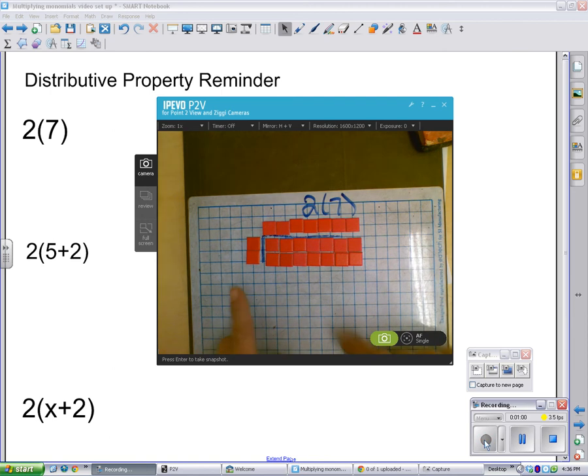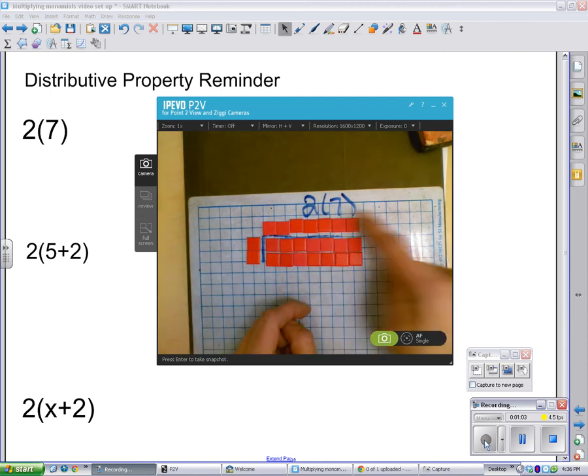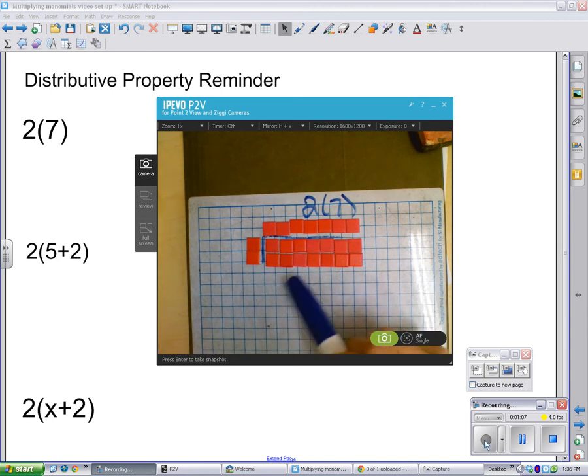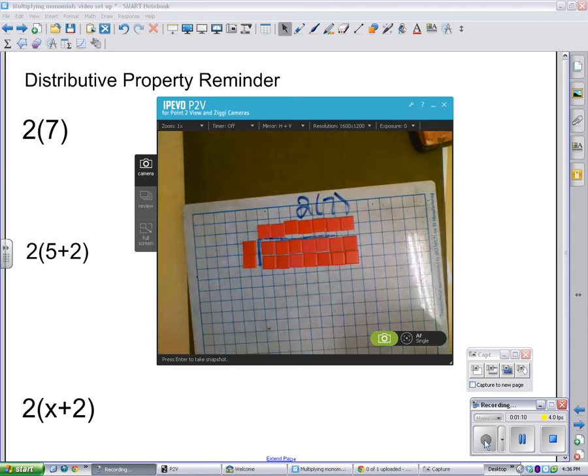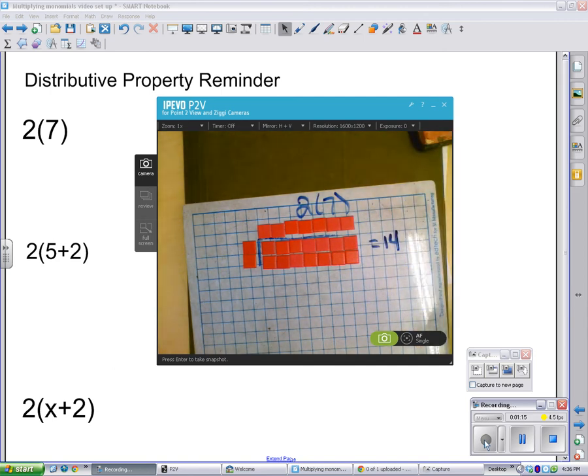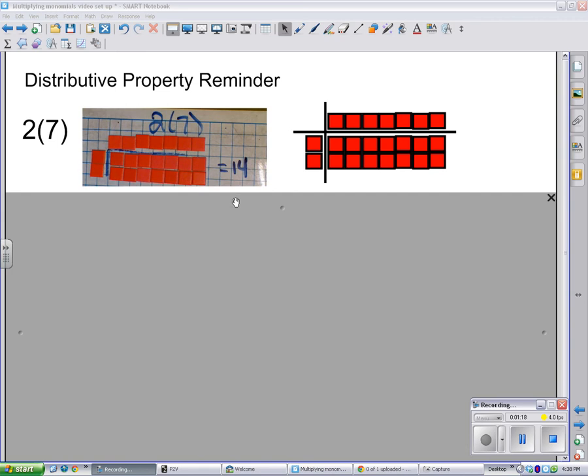Okay, so I have then represented 2 groups of length 7. There's one 7, there's another 7. If I count them, 2, 4, 6, 8, 10, 12, 14, I get the answer 14. So 2 times 7 is 14. So I've transferred the image of 2 times 7 so that I have 2 groups of 7 equals 14. And I'm now using it with the virtual manipulatives where I have my counters here. Here's my saying I need 2 groups, here's 7, and the area of the rectangle then becomes 14.